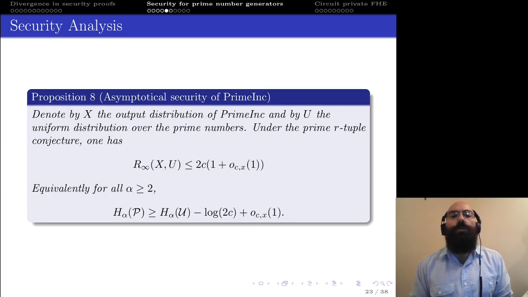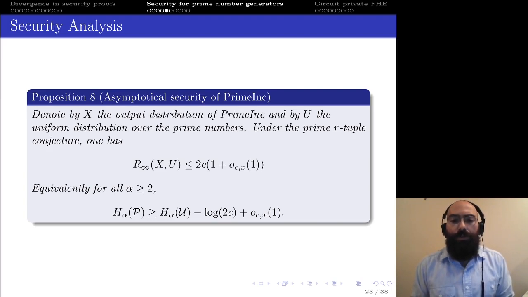What we show in our paper is that actually the Renyi divergence between the output distribution of PRIMEINC and the uniform distribution is asymptotically bounded by a constant that depends on C. And that's really nice, because now that you have a constant divergence, you can actually do tight security proofs, you can do tight reductions. Equivalently, this gives a lower bound on the entropy for any order alpha higher than 2.